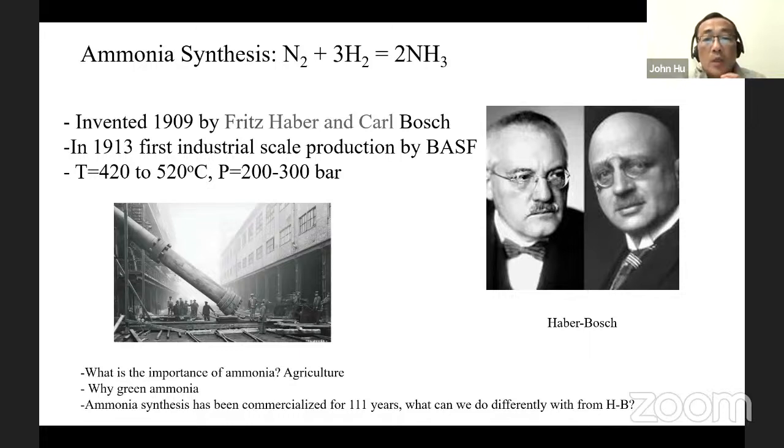So very good. So now my next question is, if the plants or the crops or the trees or the grass can turn nitrogen N2 in the air into fertilizer or ammonia, why do we do ammonia synthesis for more than 111 years? Why is ammonia synthesis so important?